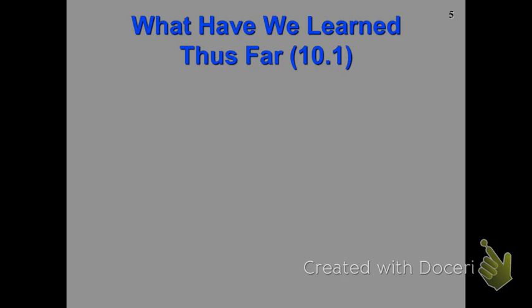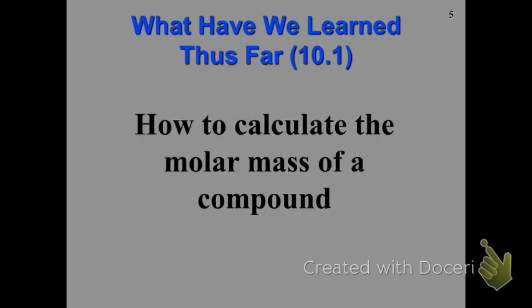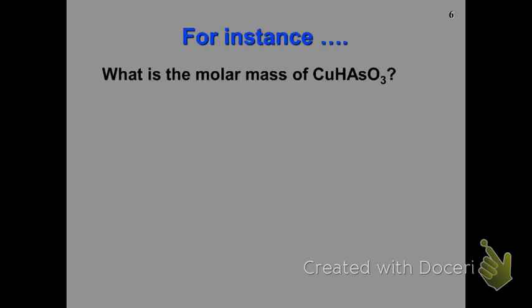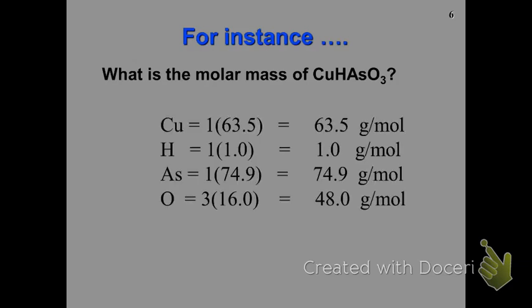The other thing we learned in section 10.1 was just how to calculate the molar mass of a compound. Very simple. We learned how to do that. For instance, let's say, what is the molar mass of CuHAsO3? Most of you are pretty good at putting this together. I have a copper. I have one hydrogen. I have one arsenic in this case. This is a bit of a peculiar molecule. But then I have 3 oxygens.